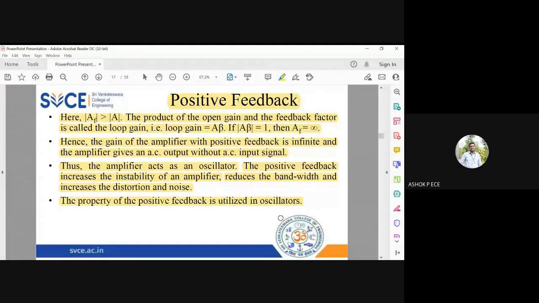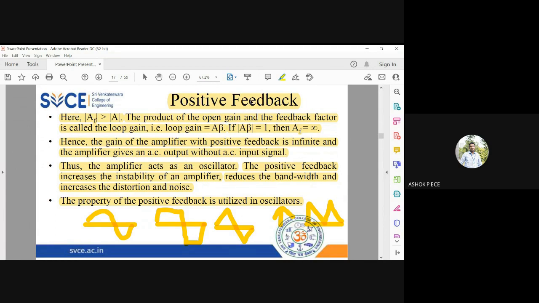Oscillators are circuits which generate AC signals. So if you want to generate a sine wave, a square wave, a triangular wave, or a sawtooth wave, all these oscillators can be used. So this is your sawtooth wave. All these oscillators can be used. Oscillators generate AC signals just by using a DC bias supply.